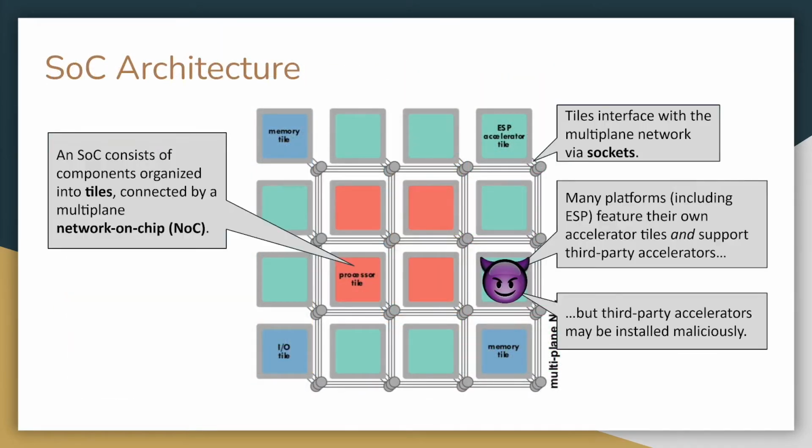A typical SoC consists of hardware components such as processors, memory, I/O, and accelerators organized into tiles on a single chip. These tiles may communicate with each other and transfer data through a packet-based multiplane network on chip, or NOC. We will now consider a simplified example of the security risks associated with the traditional SoC architecture.